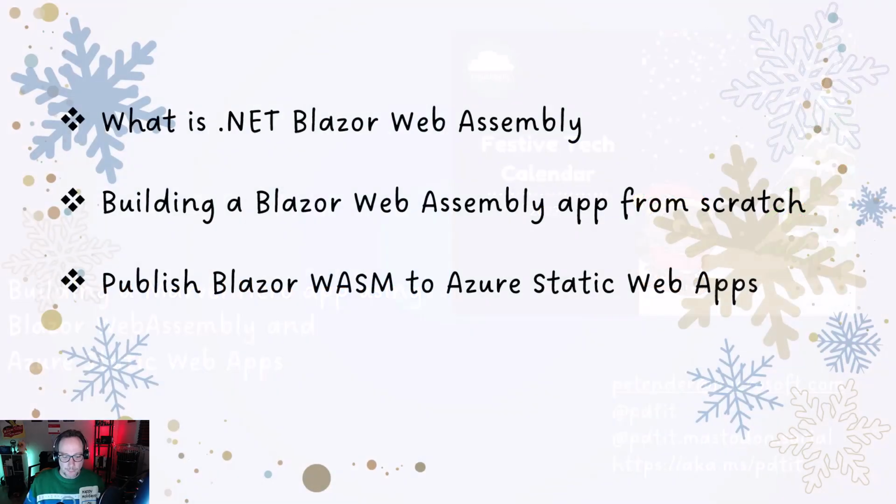So what are we going to do? Explaining a little bit what .NET Blazor is about. Then the biggest part is obviously helping you understand what it takes to actually build that application using Blazor WebAssembly, and we're going to build it from scratch and then eventually publish it into Azure Static Web Apps.